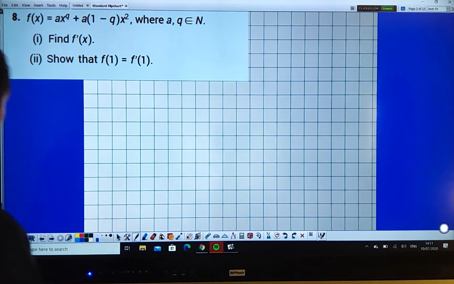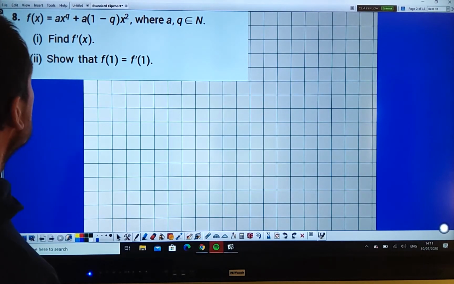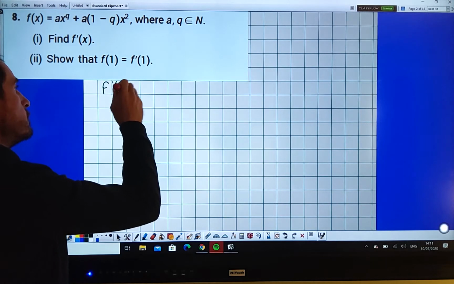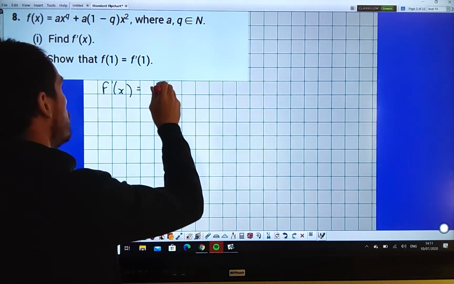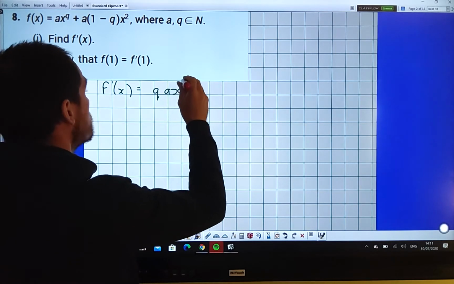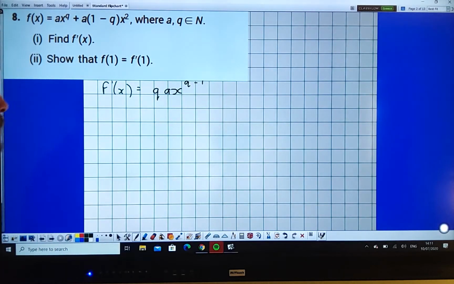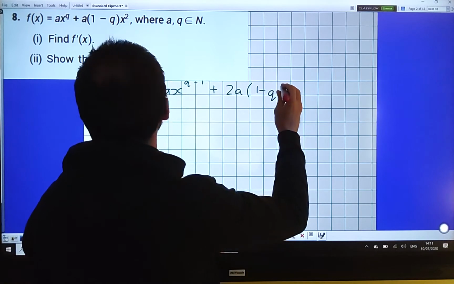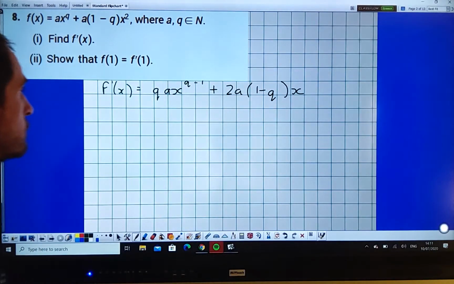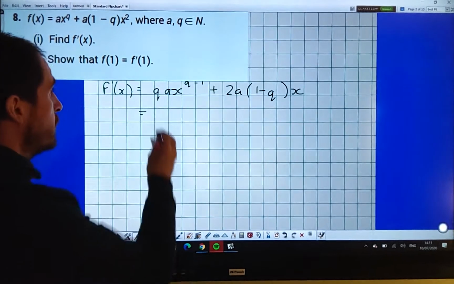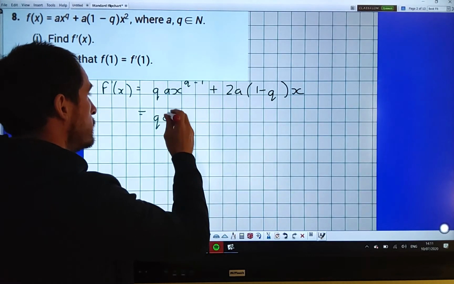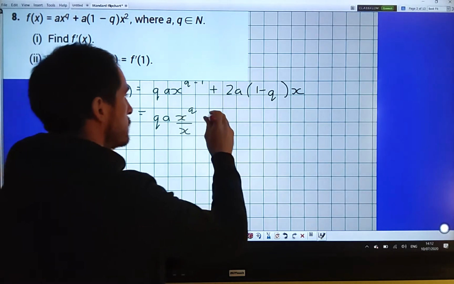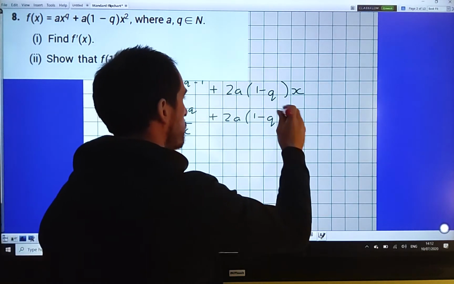So, I have f(x) is equal to a x to the power q plus a times (1 minus q) times x squared. Find the derivative. So the derivative is q times a x to the power of q minus 1. We're going to do the same thing, look. And then this one here is going to be 2a times (1 minus q) times x. Okay? So that can be written as q times a x to the power of q all over x, plus 2a times (1 minus q) x.